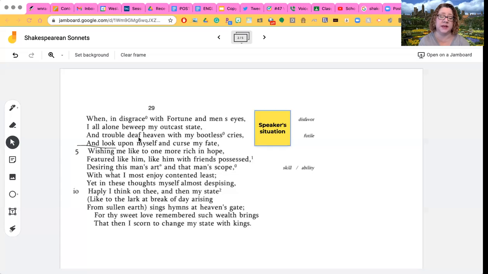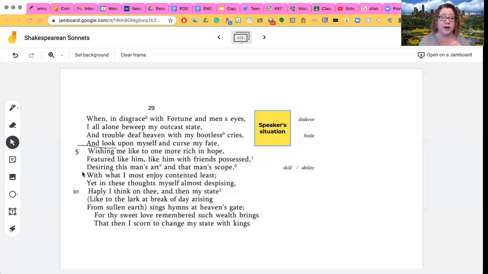Okay, so that adds to the idea. Also, besides fate and men's eyes disfavoring him, so is God. God is also not responding. Heaven is deaf here in line 3. So even God isn't listening to me, and look upon myself and curse my fate. So this is his situation when I'm feeling like that.